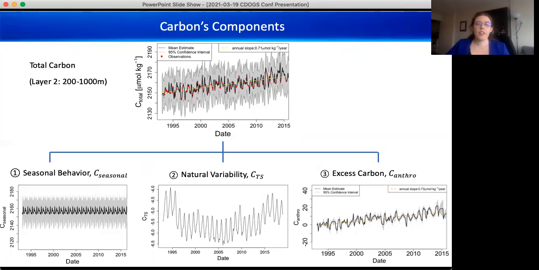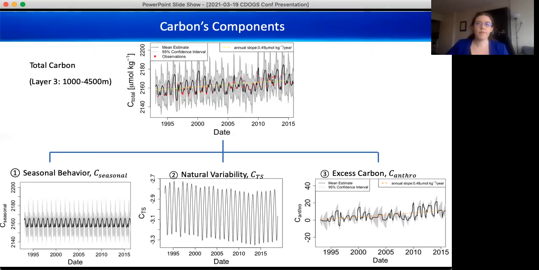In total carbon, its main behavior is an increasing trend of 0.71 carbon units per year, which is the same trend as excess carbon shown on the bottom right, showing that for the middle layer, excess carbon is its dominant source of variability. We can now look at the equivalent plots for the deepest layer, which has similar conclusions as the middle layer.